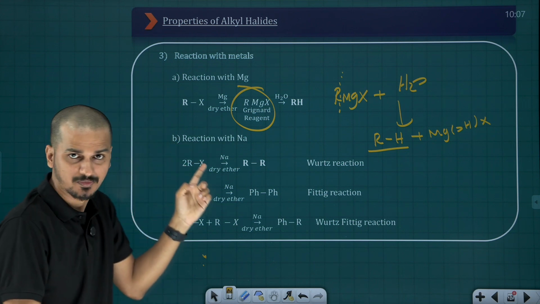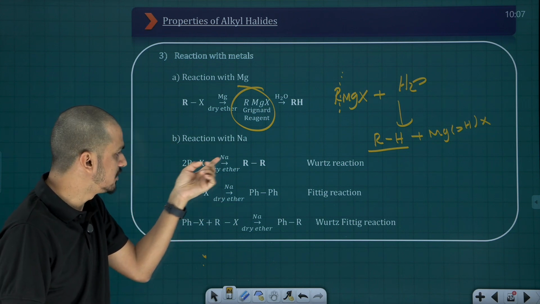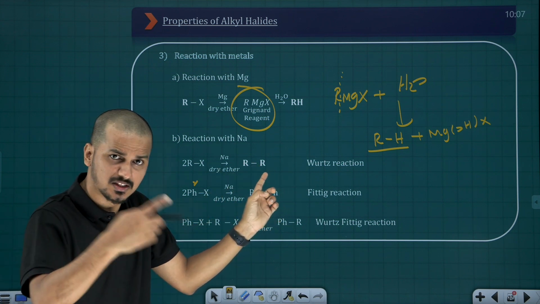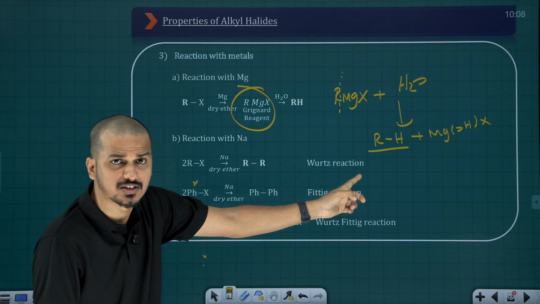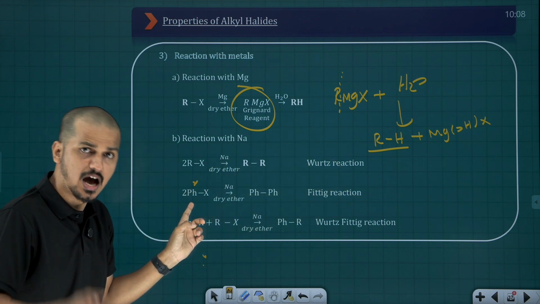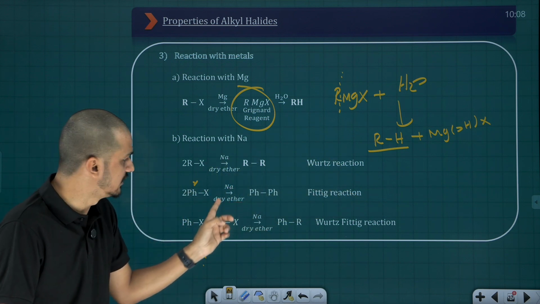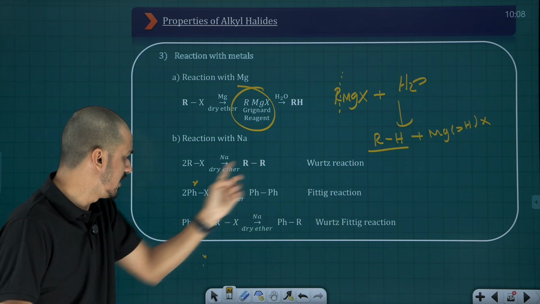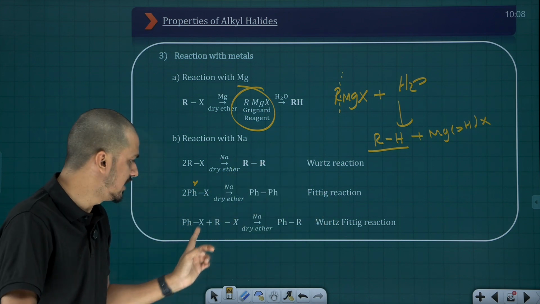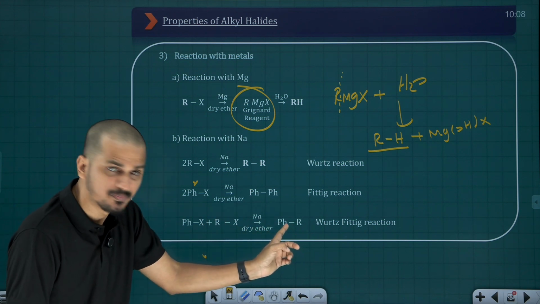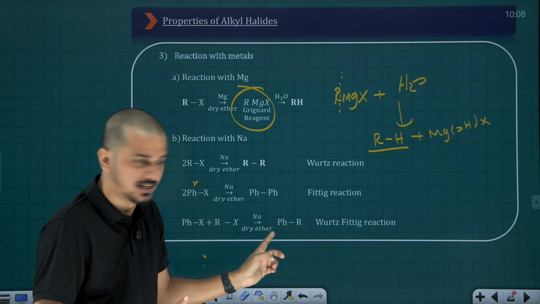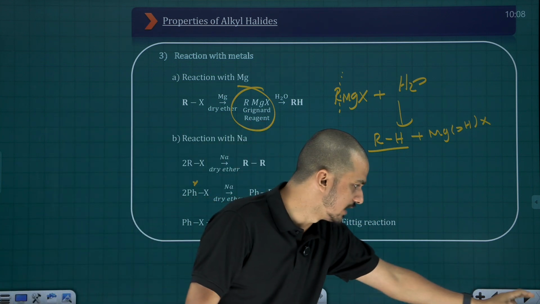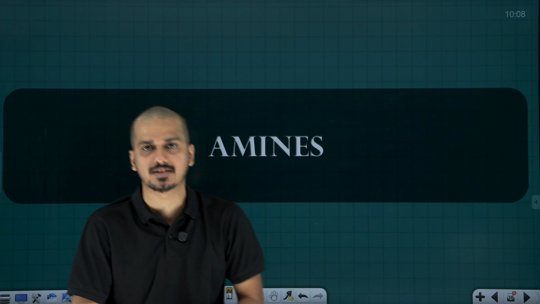Again, reaction with the sodium. If two haloalkanes are there that you are treating with sodium and dry ether, you will get an alkane with double the number of carbon atoms, that you learned as Wurtz reaction. If you are taking two haloarenes with sodium and dry ether, you will get biphenyl, that is the Fittig reaction. And if you are taking one haloarene as well as one haloalkane, you will get what? A methyl substituted benzene. That is what is called the Wurtz-Fittig reaction. Three reactions you learned. Okay, so that's all about the chapter haloalkanes and haloarenes.